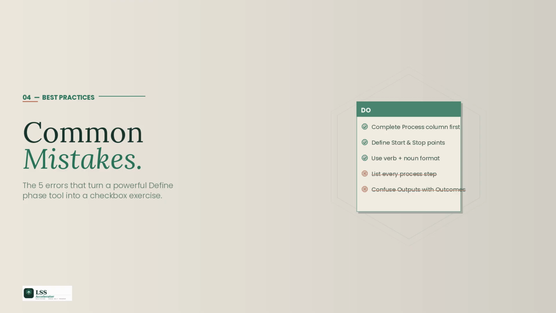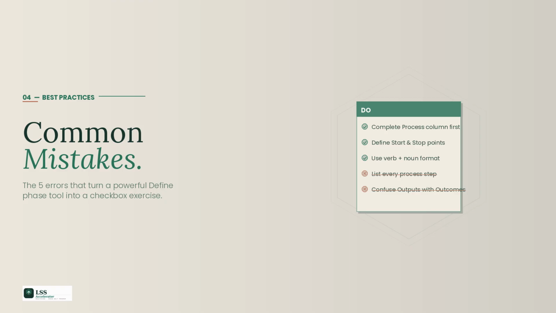Mistake 4. Skipping the suppliers column. This is where the real upstream causes often live. If you're seeing defects downstream, wrong information, missing data, delayed authorizations, the suppliers column will usually point you at who or what is introducing that variability. Don't skip it.